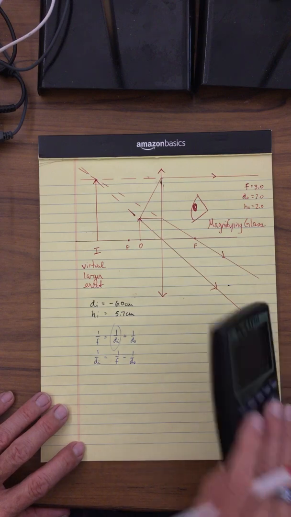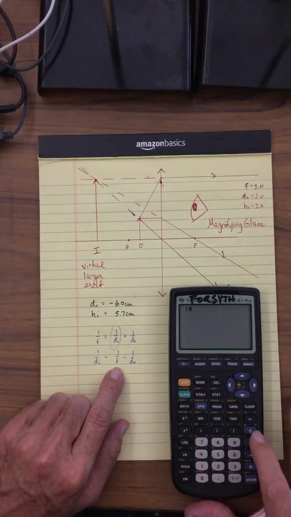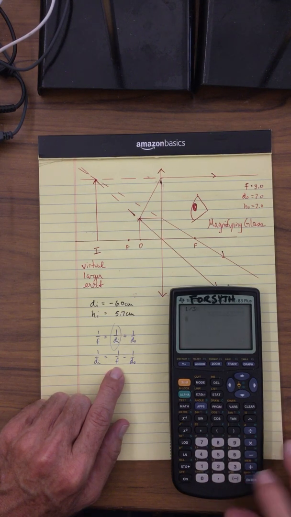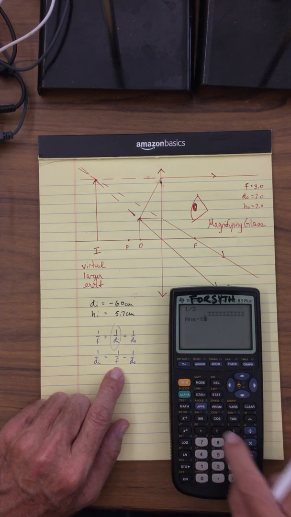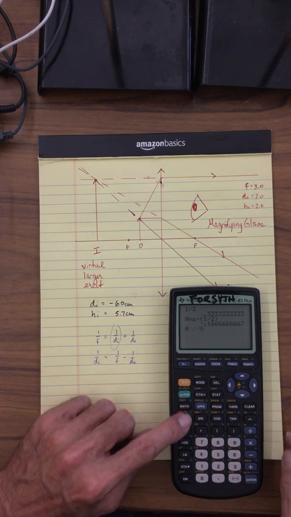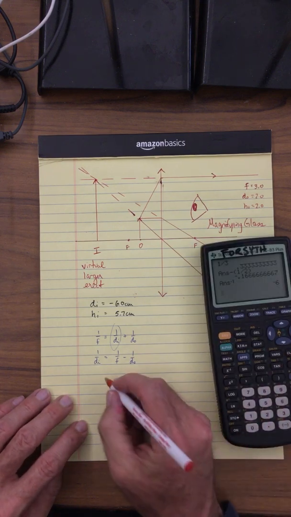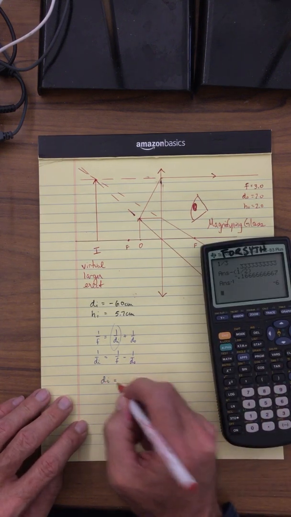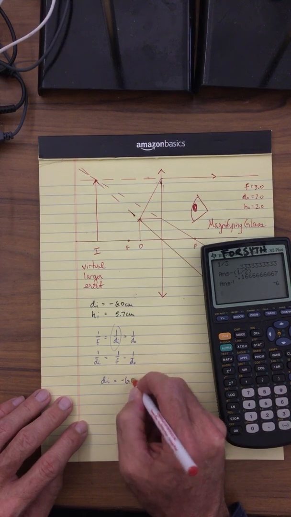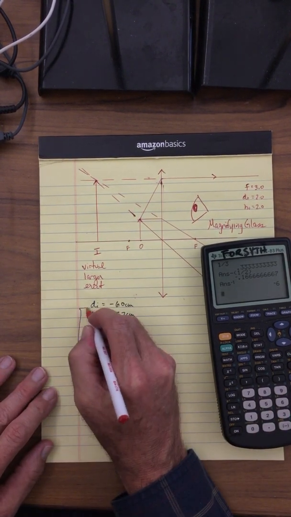You can get your calculators out. We can go ahead and now plug in the inverse of the focal length. 1 divided by 3 gives me 1/3 minus 1 divided by 2. When I do the inverse of this answer, I get -6. So the distance of the image is -6.0 centimeters. Pretty close to that.